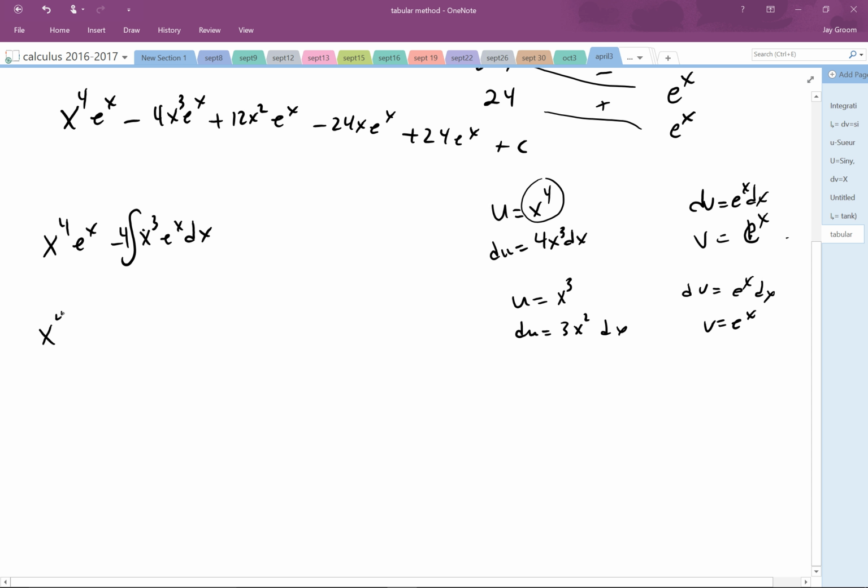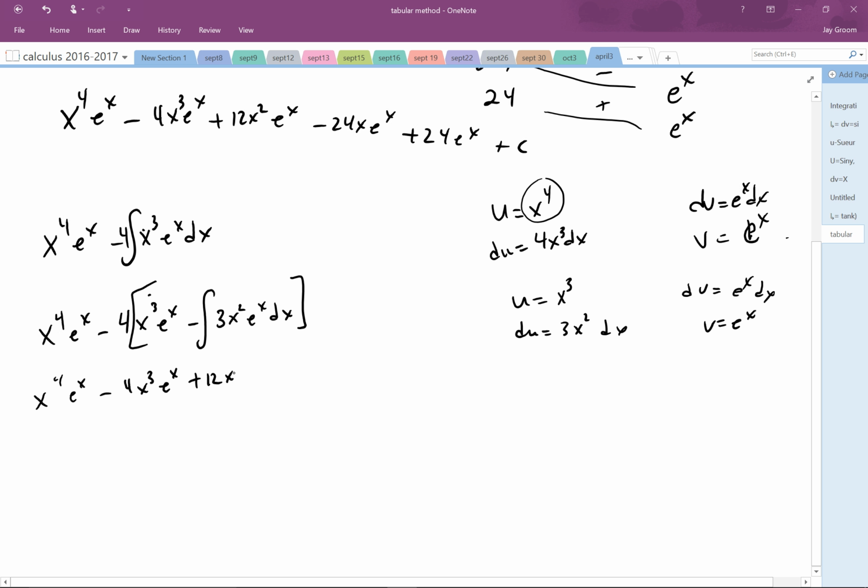So here it's going to be x to the 4th, e to the x, minus, and then it's going to be 4. Now check it. It's going to be minus 4 times this, so it's 4x cubed, e to the x, right? Minus, but remember, this negative 4 is times by everybody, right? Right, Mr. Groom. So if you distribute that negative 4 through, you end up with this. Right? I feel like that's right.